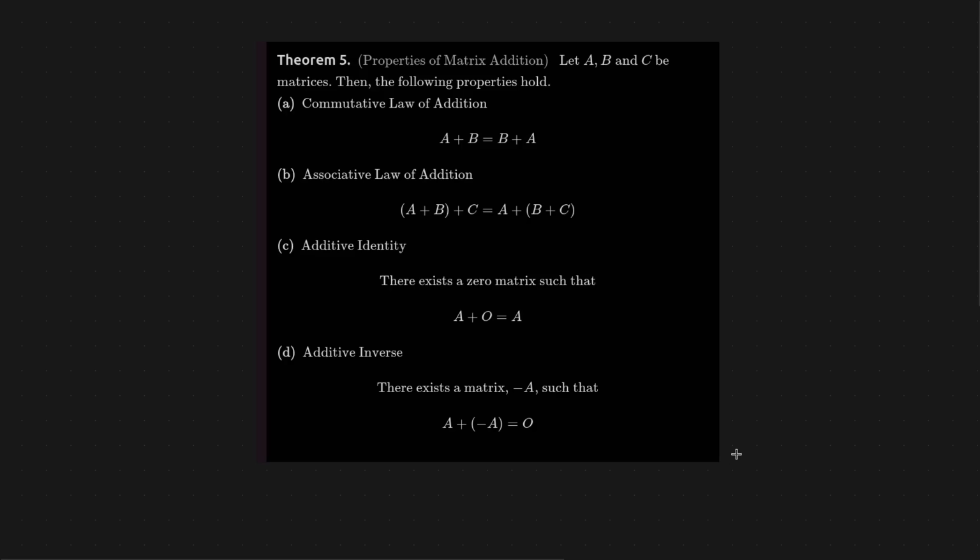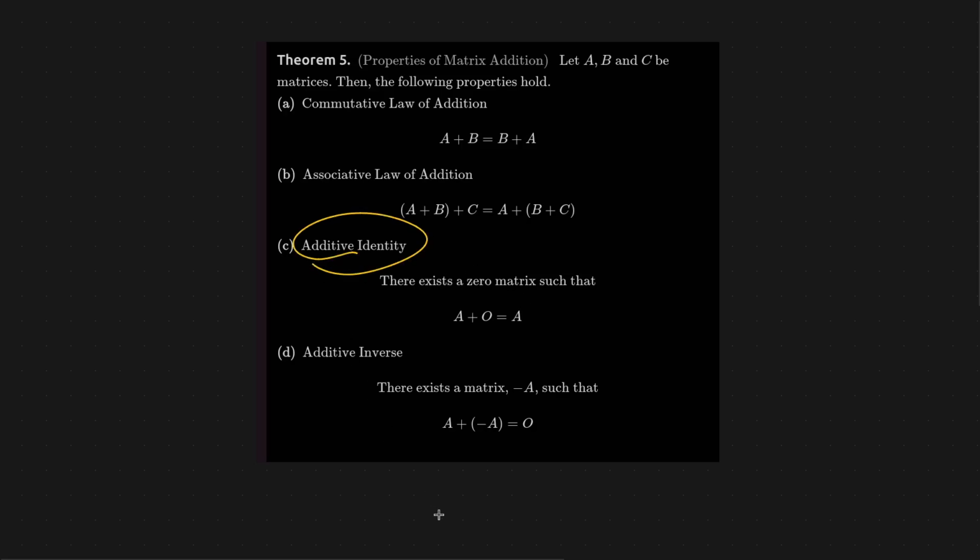The properties of matrix addition are just like the properties of addition that we're used to with numbers, but also with vectors. We have the commutative law of addition: if I take matrix A and add it to matrix B, it's the same as taking matrix B and adding it to matrix A. We have the associative law of addition: if I'm adding three matrices A, B, and C, it doesn't matter if I add A and B first or B and C first.